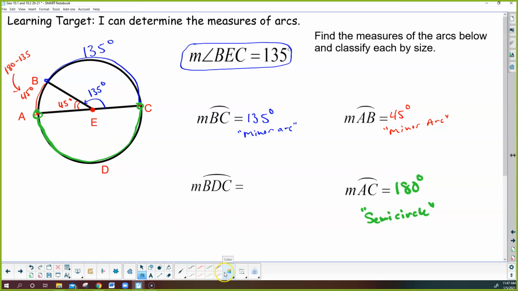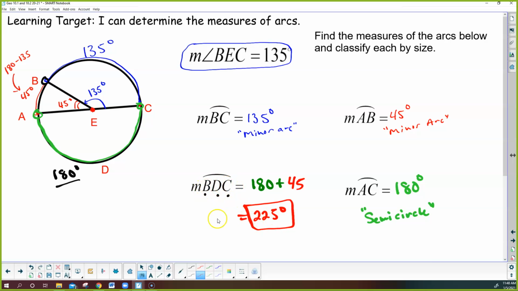All right, and then the last one is actually introducing something that's on the next slide. It's called the arc addition postulate, which basically says if you know AC is equal to 180 degrees, then BDC, starting at B, going through D all the way to C, so this arc here, has to be the sum of the green arc plus the red arc. So one of the postulates that we're going to talk about is you can add two arcs together to get a larger arc. So the measure of BDC is 225, and since that is larger than 180, that's considered a major arc.